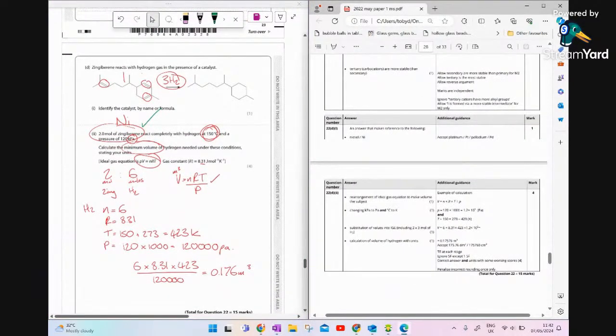I loved the calculation. Thought this was amazing. They worked out the volume of hydrogen in meters cubed. They even did the same thing I did. Awesome. Love it. Giving it in meters cubed, and you can even switch it into dm cubed if you'd wanted to.